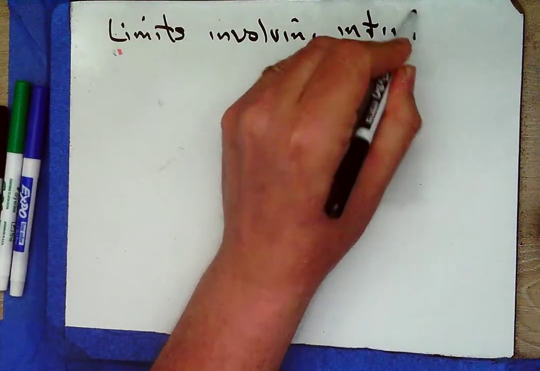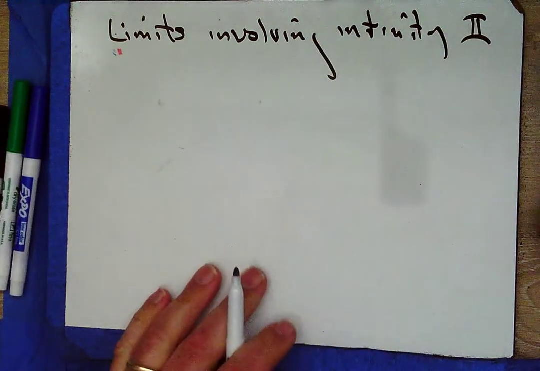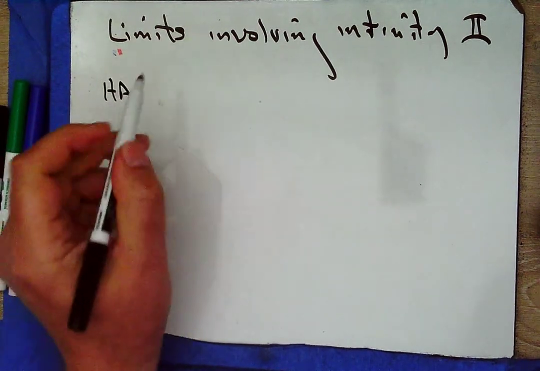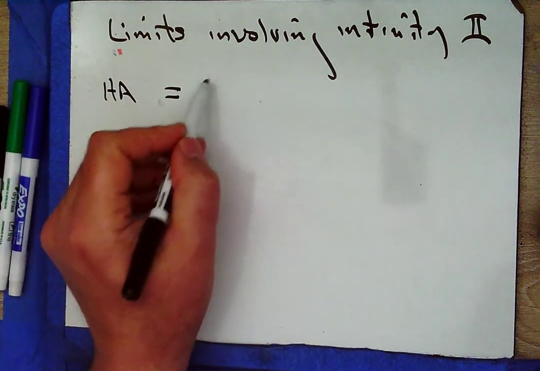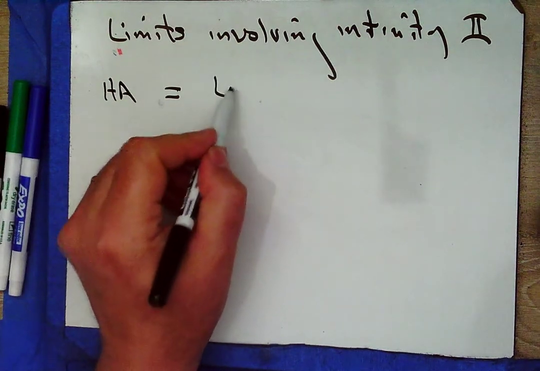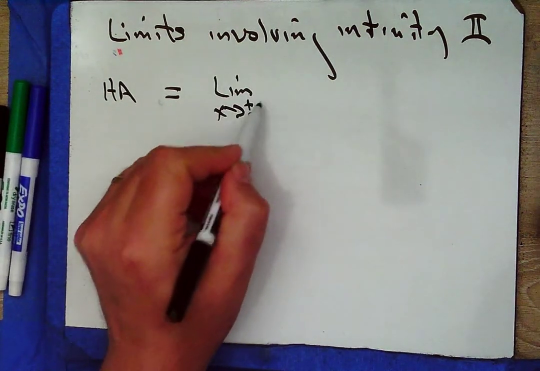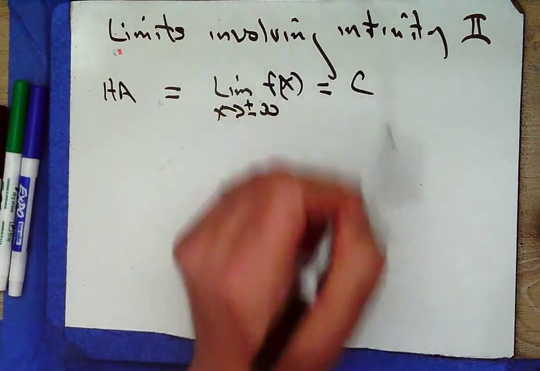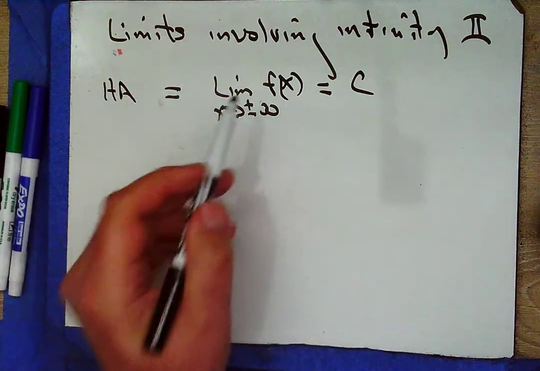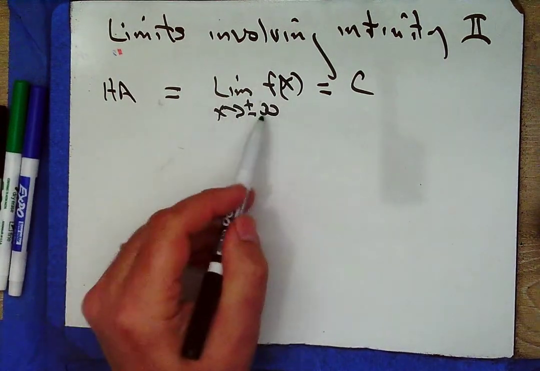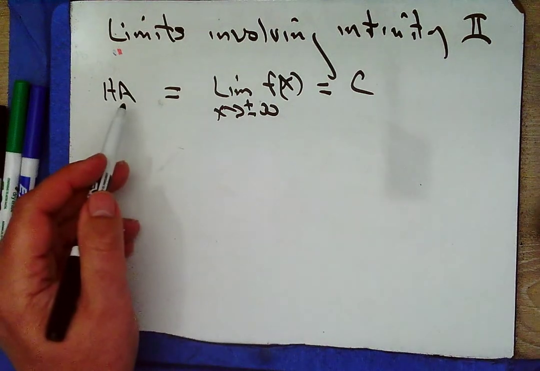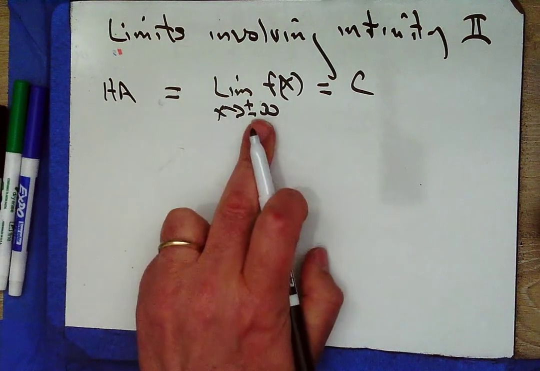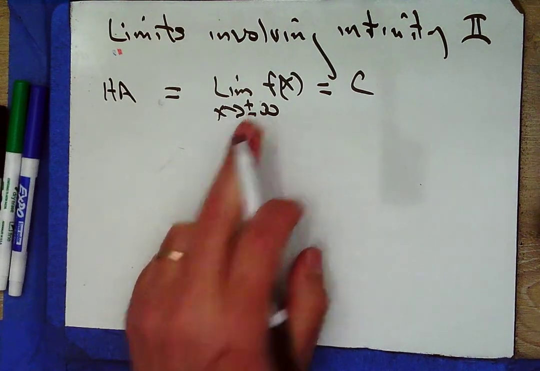Limits involving infinity, day 2. And just a reminder, we said a horizontal asymptote, by definition, was if the limit as x approached positive or negative infinity for f of x equaled some number. If the limit of a function as x heads to infinity is a number, we're claiming that as a horizontal asymptote. And it doesn't have to be both of these. It could be just a horizontal asymptote going in only one direction.